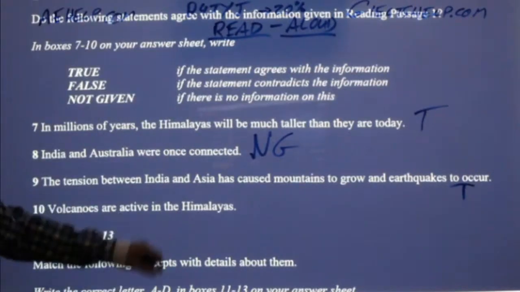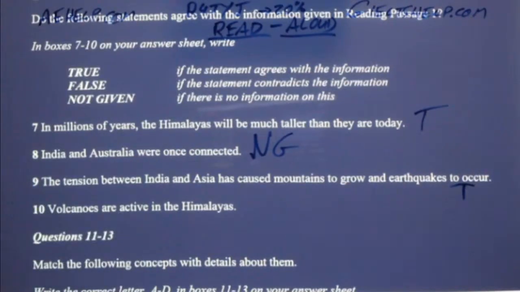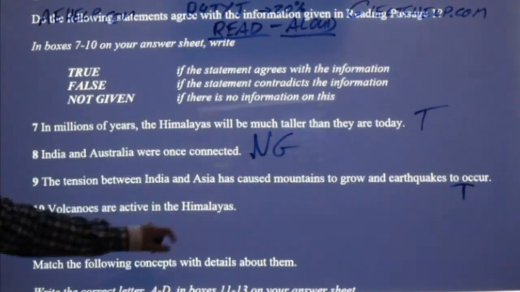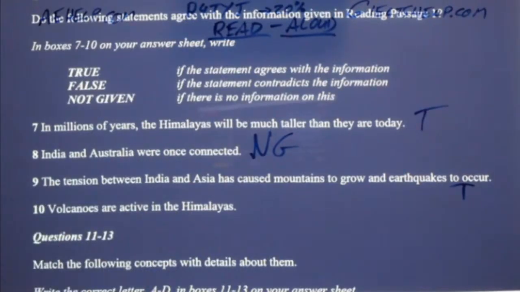Volcanoes are active in the Himalayas. So we're talking about mountains. Mountains and volcanoes are somewhat synonymous. Okay. Tension is continental drift for Dovs. So continental drift and tension are kind of the same. Okay. All right. Number 10.